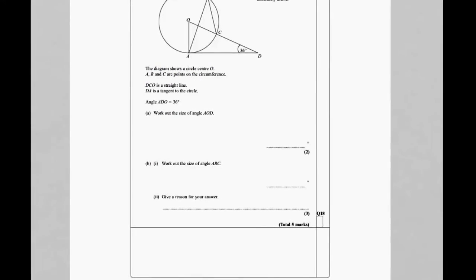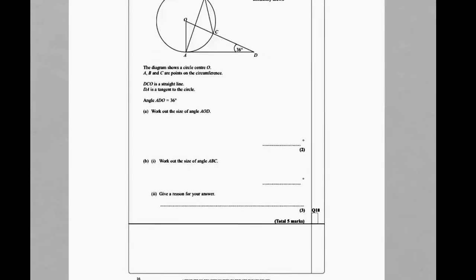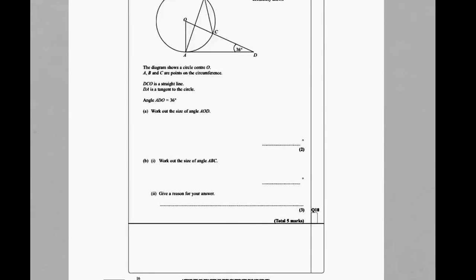Question 18, I was so pleased that some of you tried this. Work out the size of angle AOD. If you trace out the journey from A to O to D, you can see that this is the angle it's after. And I was really pleased that loads of you saw that there was a triangle here, and you took a bit of a guess that this was a right angle, and you were absolutely right to.